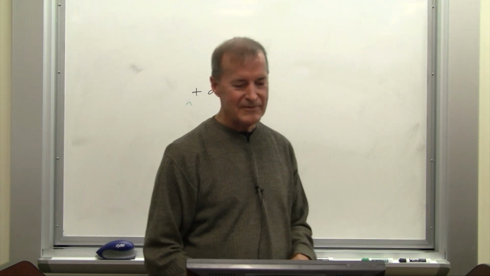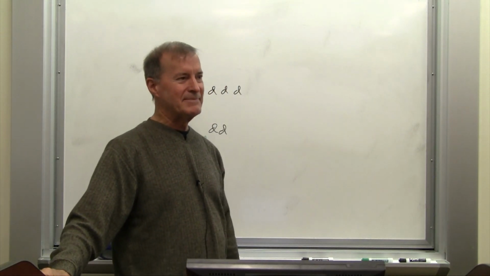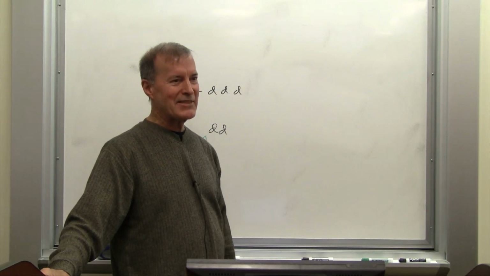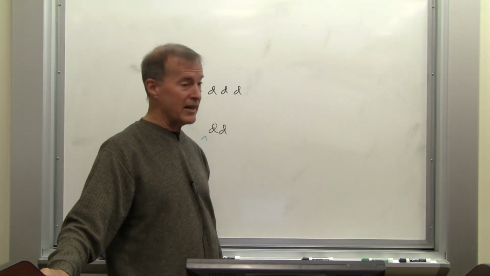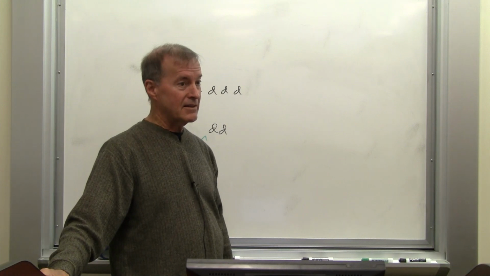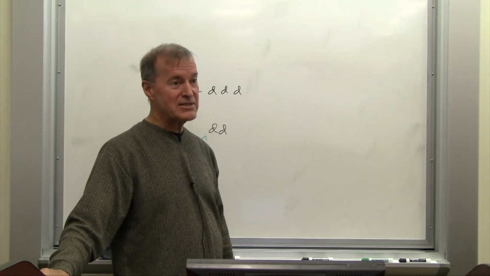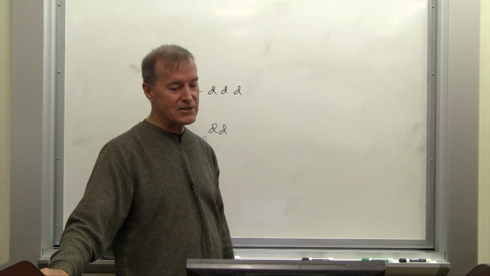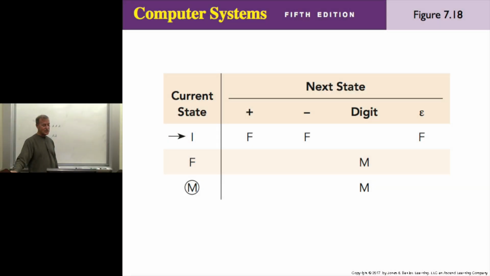And what about the table now? Because now we have an extra symbol. So we're going to have transitions on plus, on minus, and on digit, but then we're going to have an extra column for the empty transition. So does everybody see that figure 7.18 corresponds to that finite state machine? Are we good?